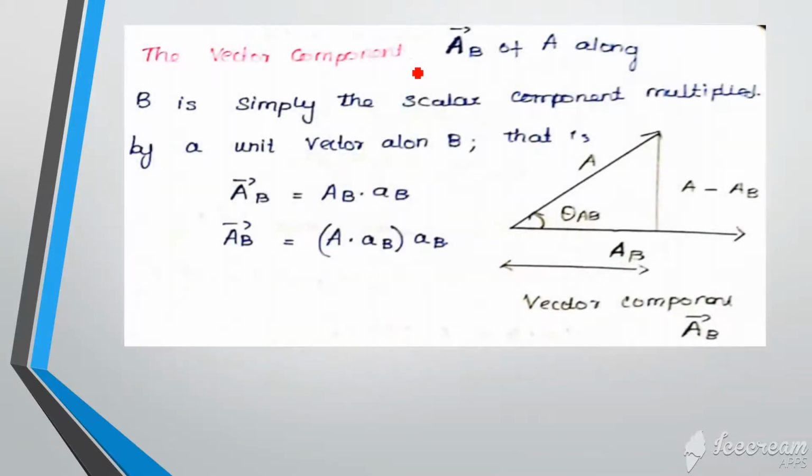Next, the vector component A_B of A along B is simply the scalar component multiplied by the unit vector along B. Already we found the scalar component; simply multiply it by the unit vector along B, that is A suffix B. Previously, this was scalar; here it is vector. This is multiplied by aB: the scalar component along B is multiplied by the unit vector aB. From the previous expression, A suffix B can be written as A dot aB. This is the vector component.